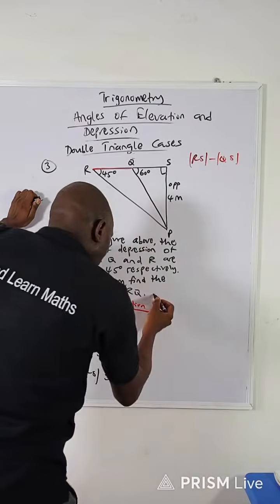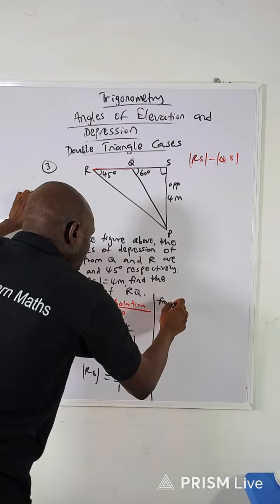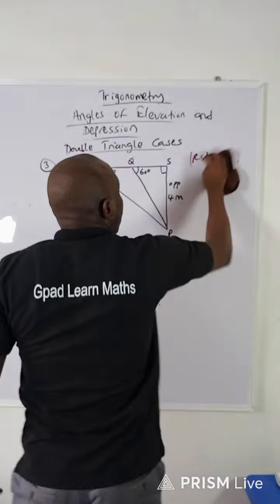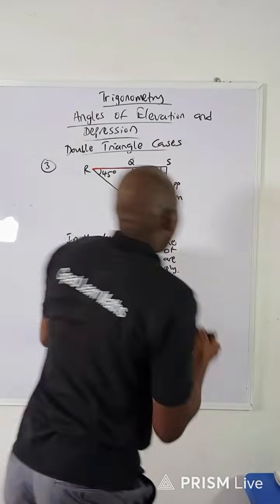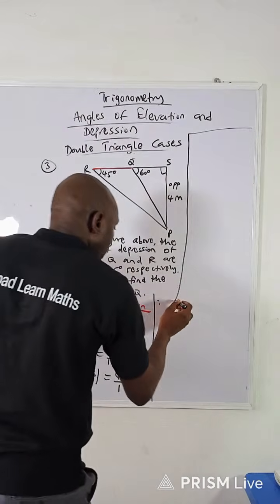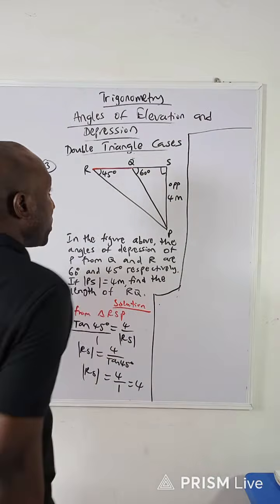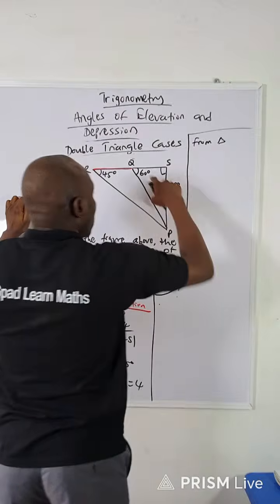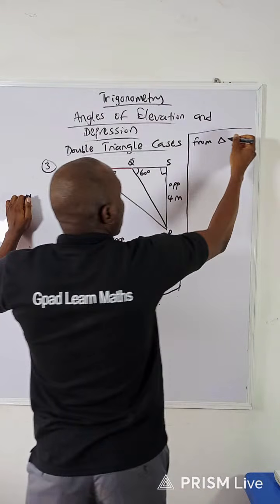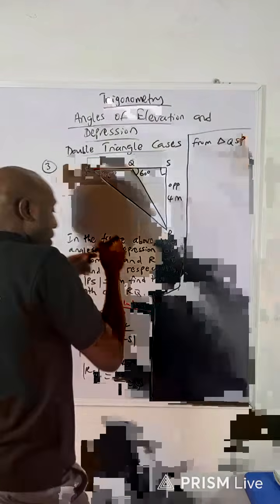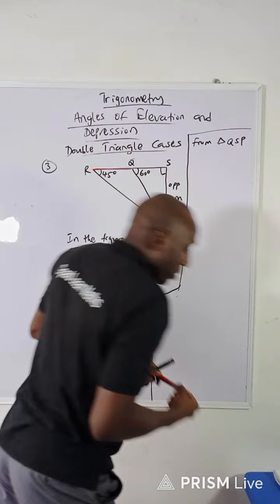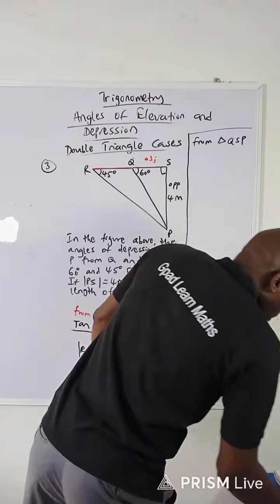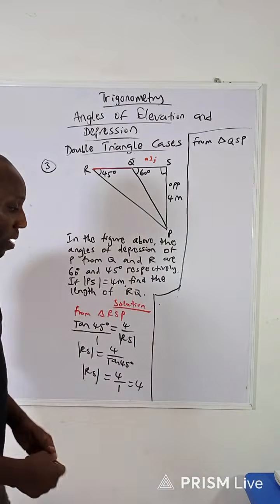Let me just say from triangle, or why am I doing that? I can just use the whole. Let me just use from here now. So from here, let's join it. We know how to carve out space. So from triangle QSP, this is the angle 60 degrees, and this is the adjacent. I want to get QS.